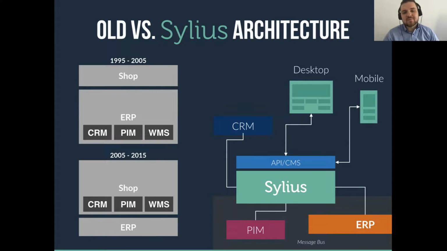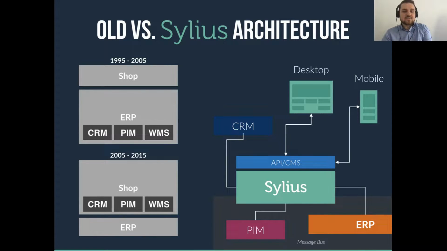Examples would be Easy Publish, that is integrated with Sylius, or we also have some Drupal and Sylius projects. So then the CMS is taking care of most of the content, including products and so on, while Sylius is used for the checkout and so on.